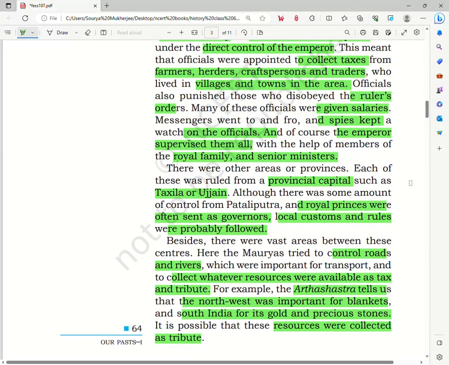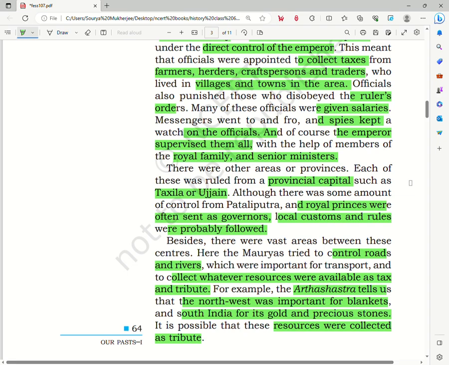So we see that other than the region that was around the capital Pataliputra, the other far flung areas of the empire were governed through provincial governors. Now, each of these provinces had a provincial capital. Now, we read about Takshila and Ujjain. Takshila was also the capital of the Gandhara region, as we saw. Ujjain was also the capital of the central and southern region.